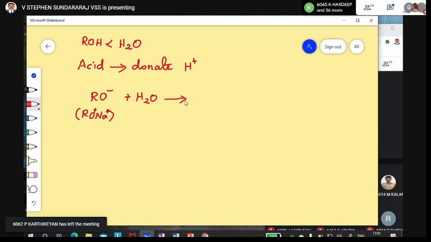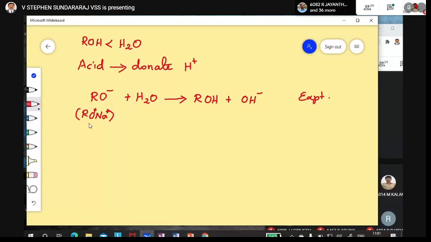It was becoming ROH plus OH minus. This is experimental. Whenever I write some reaction, it is an experiment. I am not writing theoretically. It is experimentally done. Now from the sodium salt of alcohol, sodium alkoxide, when dissolved in water, alcohol was formed and sodium hydroxide was in a dissolved form. Alcohol molecules were formed.